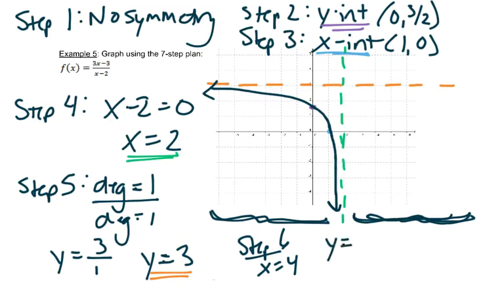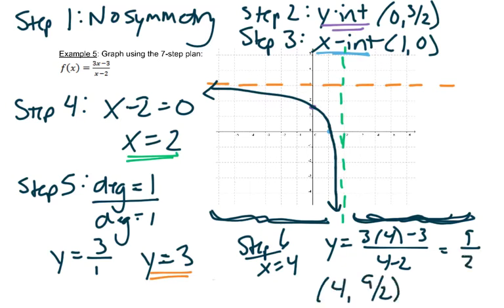So I'm going to stick that into the original problem. So on the top it gives me 12 minus 3, which is 9. On the bottom I get 4 minus 2, which is 2. So this is the point 4, 9/2. And I can plot that. It would be right here. And what that tells me is that that part of the graph is going to be above the orange line to the right of the green line. It still has to get closer to the green line as it goes up and closer to the orange line as it goes over. And that's my graph.